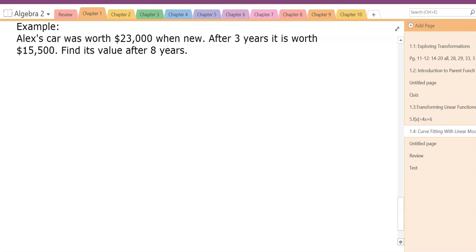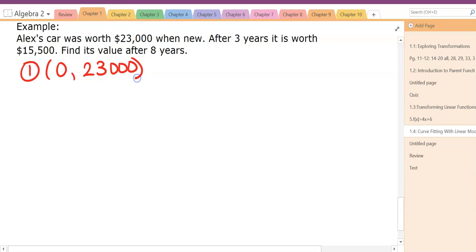When we're talking about this problem, it says that when it was new, it was $23,000, and after 3 years, it's worth $15,500. When it was brand new, that would be like year 0. So when we write the coordinate for your first point, it's going to be 0, 23,000. The second coordinate would be the 3 years, 15,500. Why don't you guys try to find your slope here?